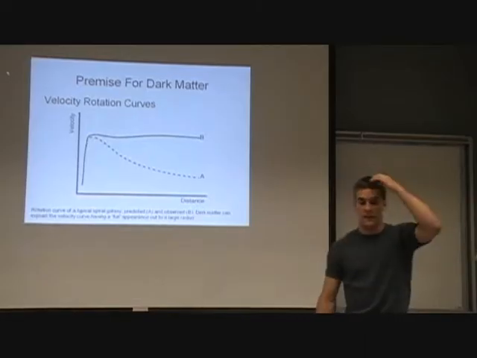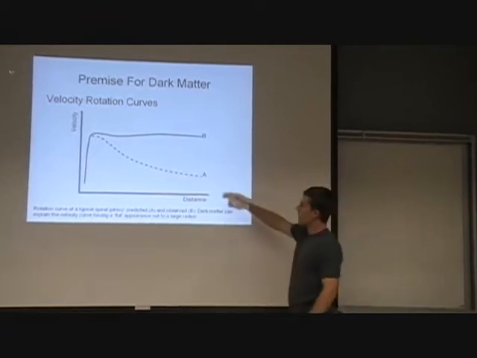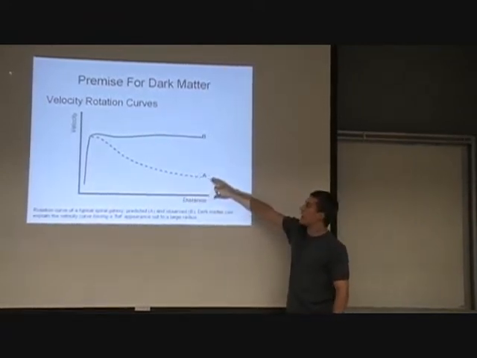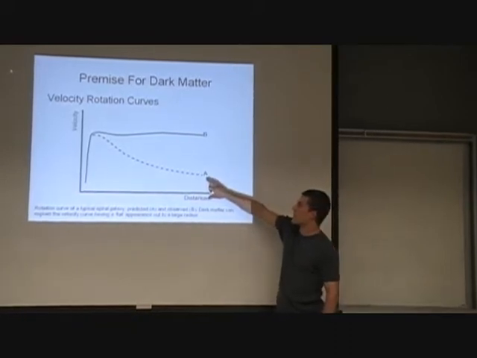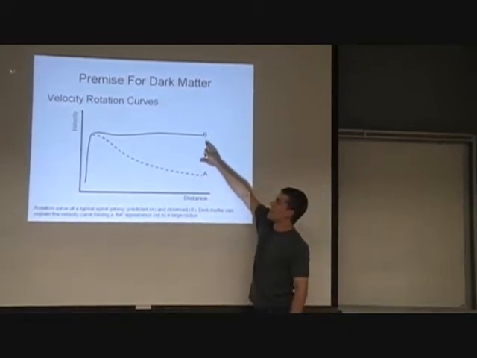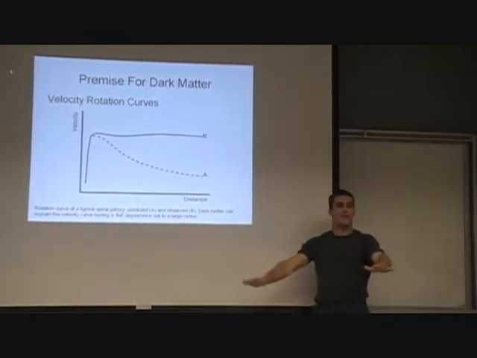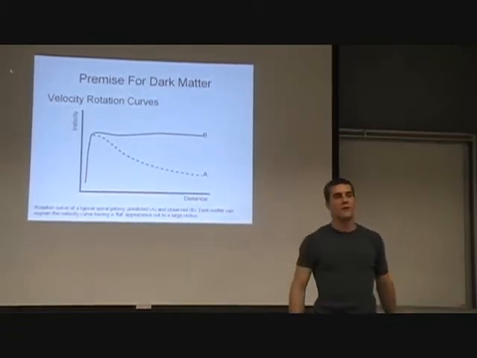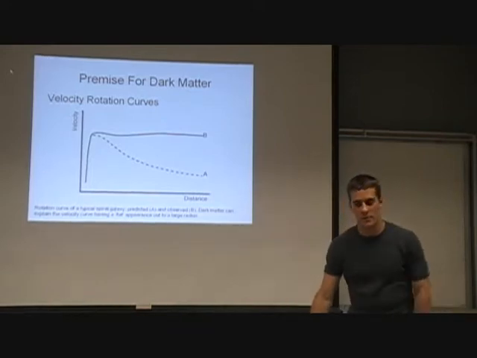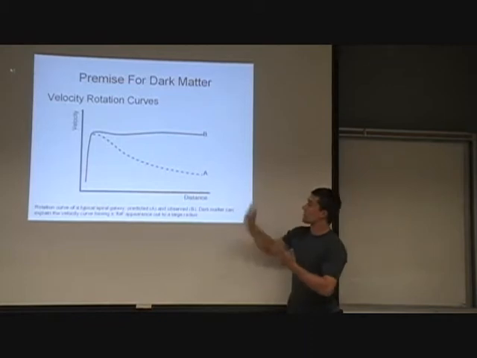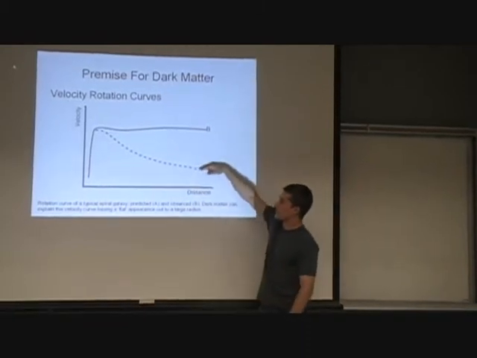Is that flat line. So this dashed line here labeled A is what you'd expect theoretically if most of the mass is concentrated at the center, and this line B here is what you observe. And this is something that you observe in all spiral galaxies, not all galaxies, but all spiral galaxies that we've observed up to now anyway. So this is something that's very common, and it's very much against what theory would predict.